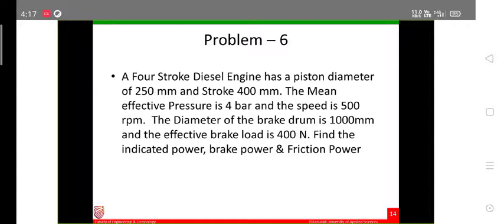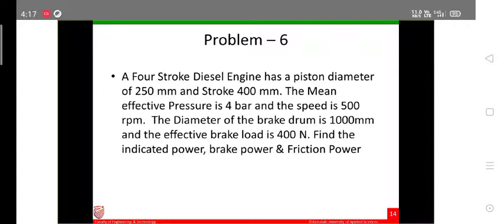The mean effective pressure is given in bar, that is 4 bar, and the speed is 500 rpm. So the speed of the engine is given as 500 rpm. The diameter of the brake drum is 1000 mm, and the effective brake load is 400 Newton. Find the indicated power, brake power, and friction power. So here they have asked you to calculate indicated power, brake power, and friction power.